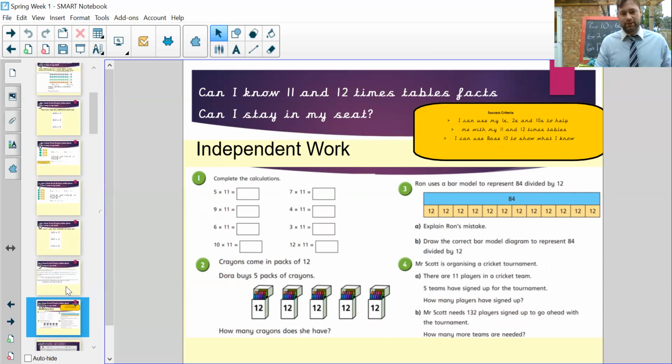for question 2. Crayons come in packs of 12. Dora buys 5 packs of crayons. How many does she have? And then question 3 is a bar model. And then you need to explain the mistake that Roy has done in his bar model. And then you need to draw a correct bar model to represent 84 divided by 12. And then the last question is a challenge, which is more of a problem solving, where you need to apply your 11 and your 12 times table.